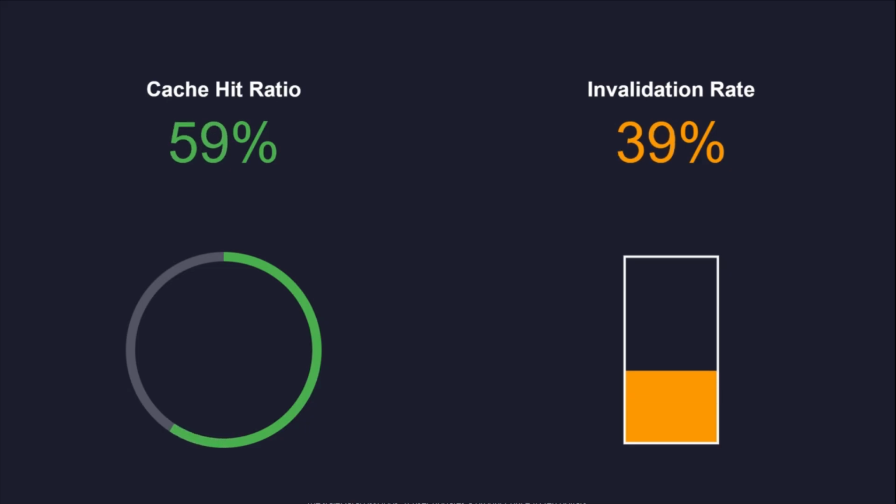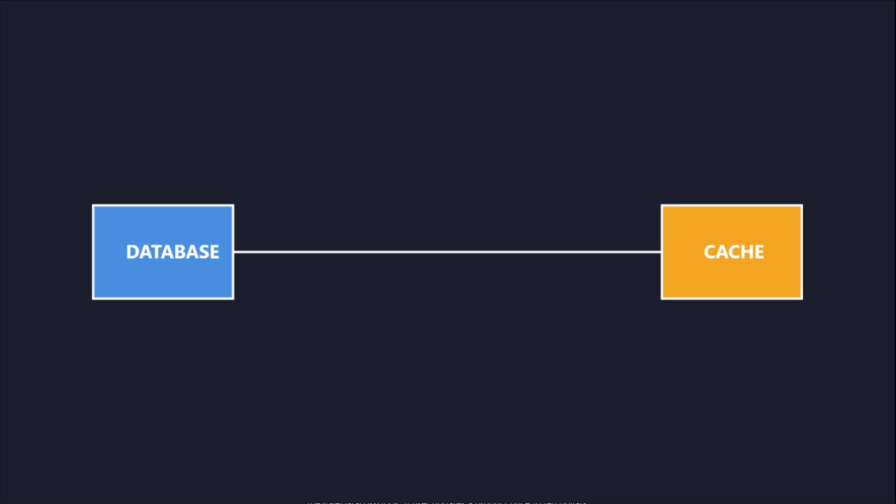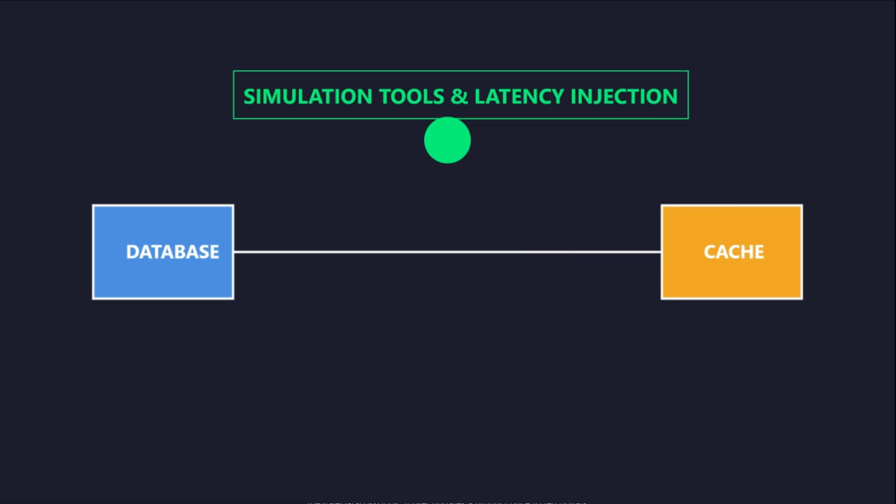Monitor your cache hit ratio and your invalidation rate. A high hit ratio is good, but if your invalidation rate is too high, your cache might not be providing any actual performance benefit. Test your invalidation logic under high concurrency. Use tools to simulate network delays between the database and cache. Ensure that no sequence of events leads to a permanently stale cache entry.